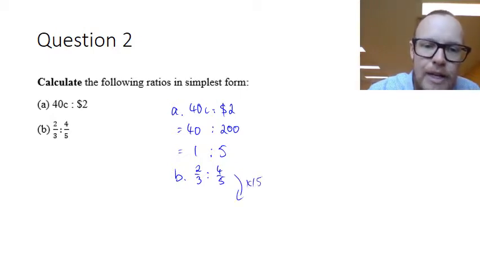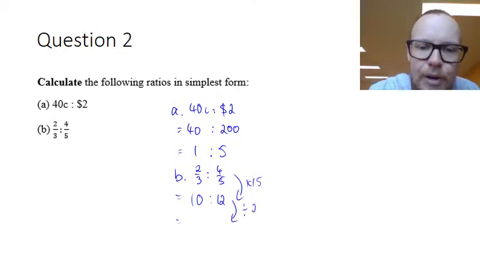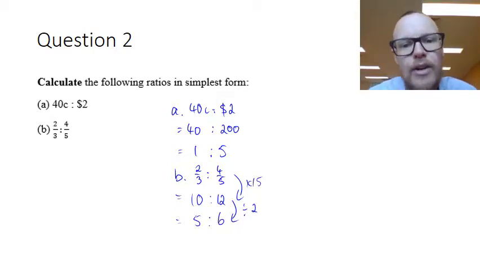and I put that in my calculator, I get that this is going to be equal to 10 and this is equal to 12. And then that's not in simplest form. We need to divide both by 2 and we get 5 to 6, and that is in lowest form. Need to make sure we're very careful when multiplying, and all ratios need to be expressed without any decimals.